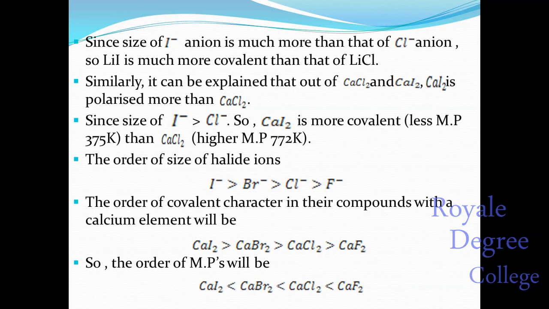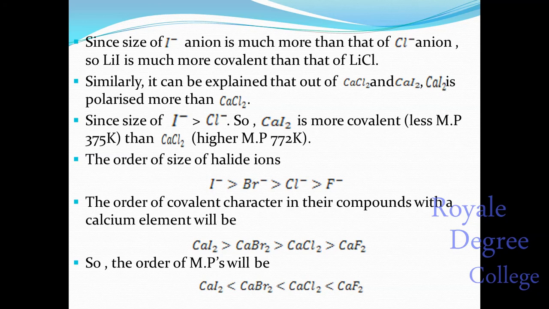Here you can see the order. The iodide ion is larger in size than the bromide ion. The bromide ion is larger than the chloride ion. The chloride ion is larger than the fluoride ion. It means that the fluoride ion is smallest in size and the iodide ion is greatest in size.